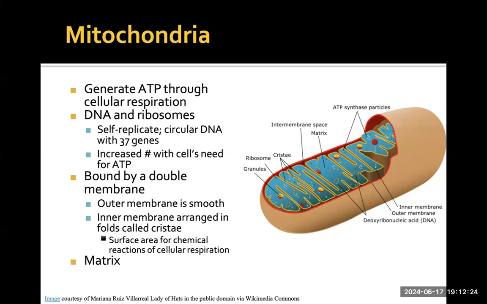DNA and ribosomes are going to self-replicate in this organelle, and they're going to be circular with 37 genes. There are increased numbers in cells that need more ATP. So if you have a cell in your body that's going to be utilized a ton, you're going to increase the number of mitochondria in that area so you can produce more energy there.